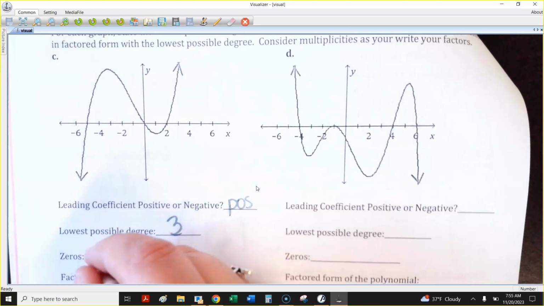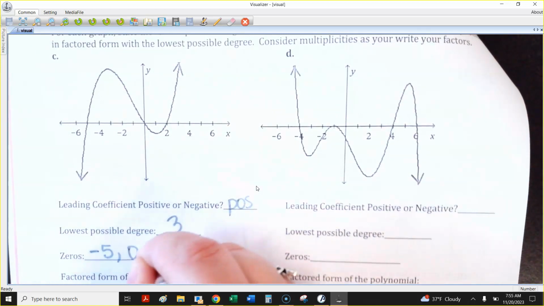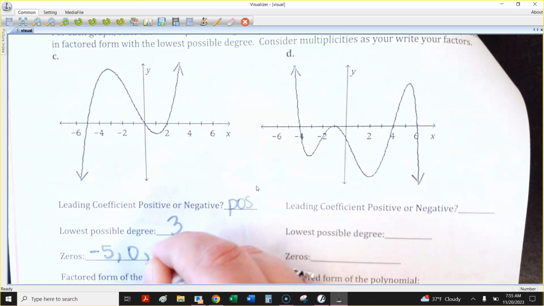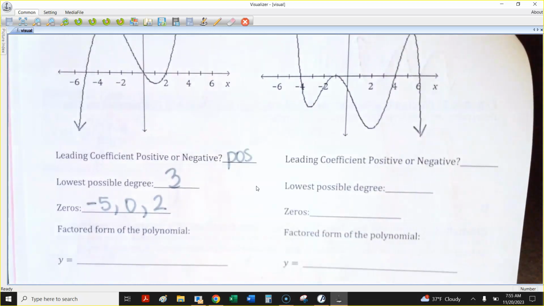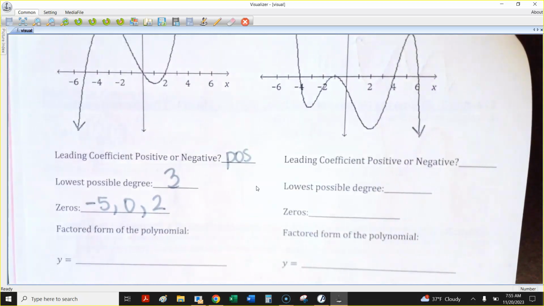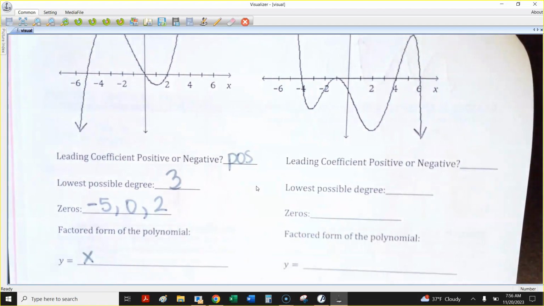All right, now let's see what our zeros are. It looks like -5, 0, and 2. All right, no bounces here. If 0 is one of your zeros, how do you represent that? X. Now, it doesn't really matter, but typically if 0 is one of the zeros, you're just going to start your factored form out with that X. So I'm going to put that first.